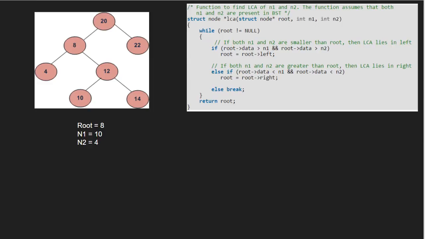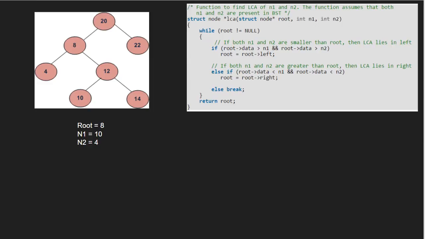Since root is not null, we continue with the while loop. Again, we check if both n1 and n2 are smaller than root. Since it is false as 10 is greater than 8, we move on to the else if part. Now we check if both n1 and n2 are greater than root. If it is so, we set root to root's right. Since it is false again, we go to the else part and break. We return root which is 8. So, 8 is the lowest common ancestor for nodes 10 and 4.